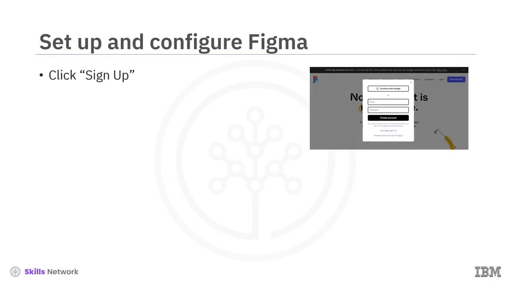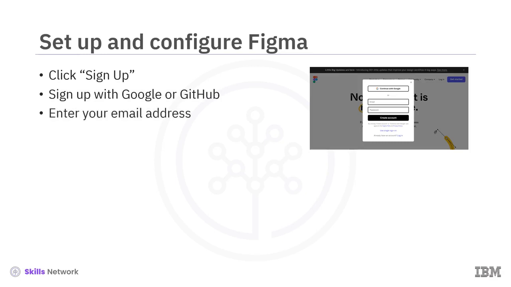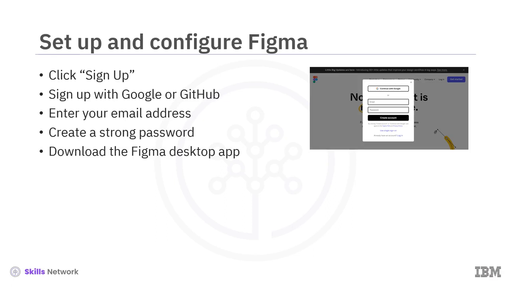First, go to the Figma website and click the Sign Up button to create a Figma account. Sign up using a Google or GitHub account or by entering an email address and creating a password. After creating an account, download the Figma desktop app for your operating system or use Figma directly in your web browser. The desktop app offers additional features and faster performance, but you can use either the web or desktop option depending on your preference.